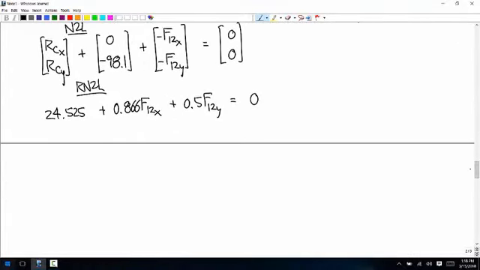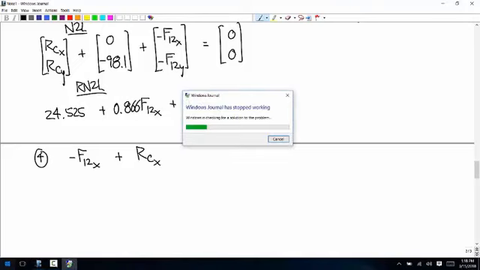Okay, so now we're going to come up with equations 4, 5, and 6. Equation 4 says, well, I'm going to put it in a different order. Negative F12X plus RCX is equal to 0.